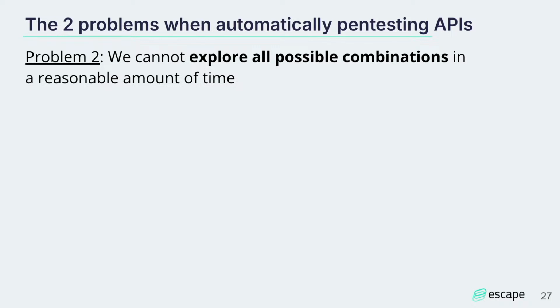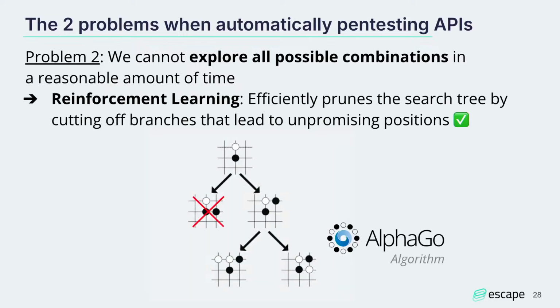The second problem is that even if you are able to get past this validation layer, it's basically impossible to explore every possible combination in the API. Like, this is a classic problem when you try to break something. So what we do for that is we use reinforcement learning to build basically a tree of possible outcomes we are searching for in the API, and we prune the branches that we are not interested in.